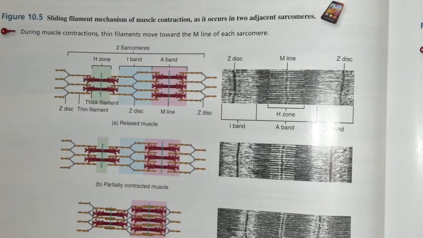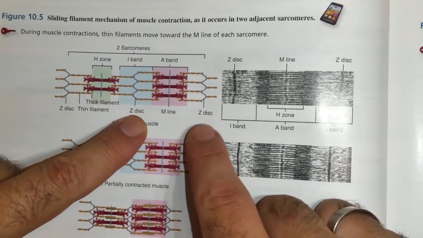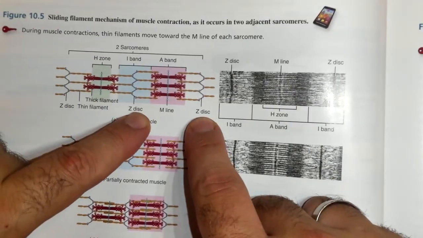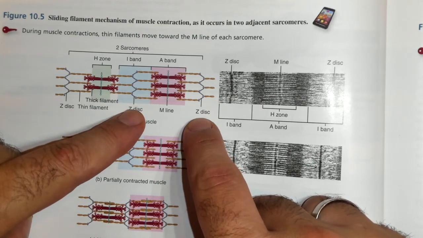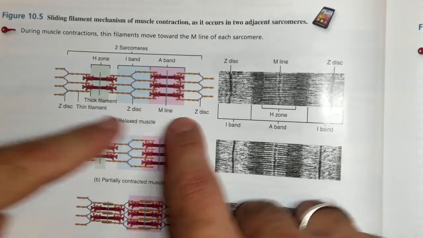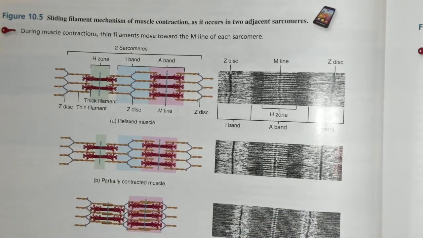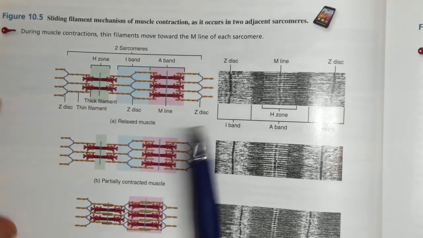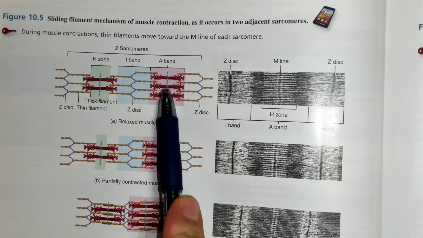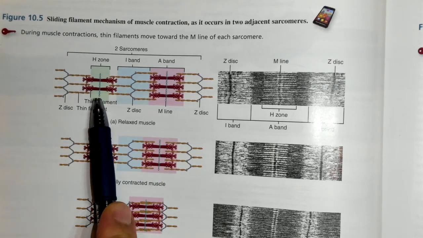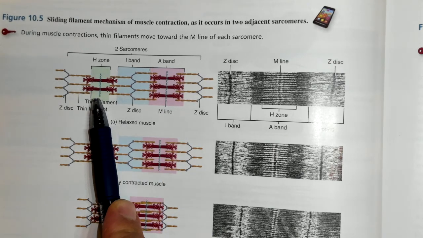So what we want to see here is that you've got Z discs, right? And in between each Z disc is going to be that sarcomere. So there's a sarcomere here, there's a sarcomere here. And then you want to notice the M lines. It looks like a chain of protein that's in the middle of the sarcomere. That's the M line there.